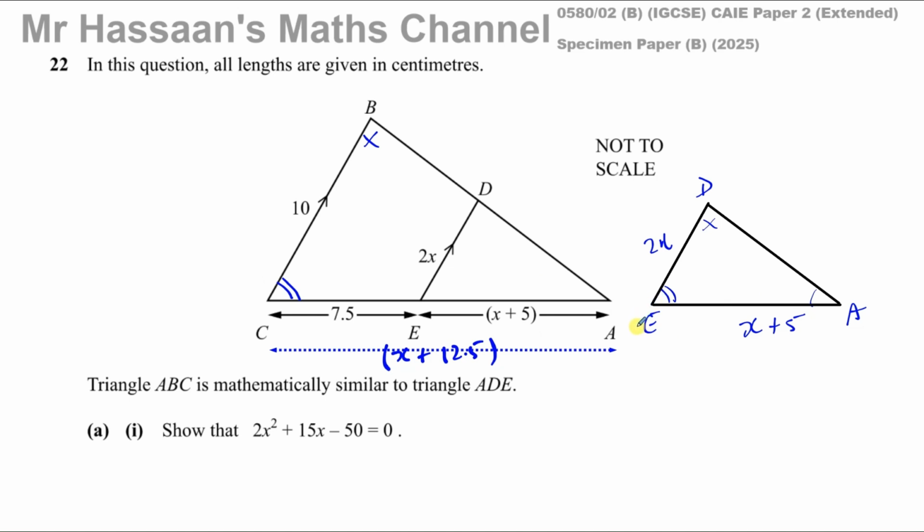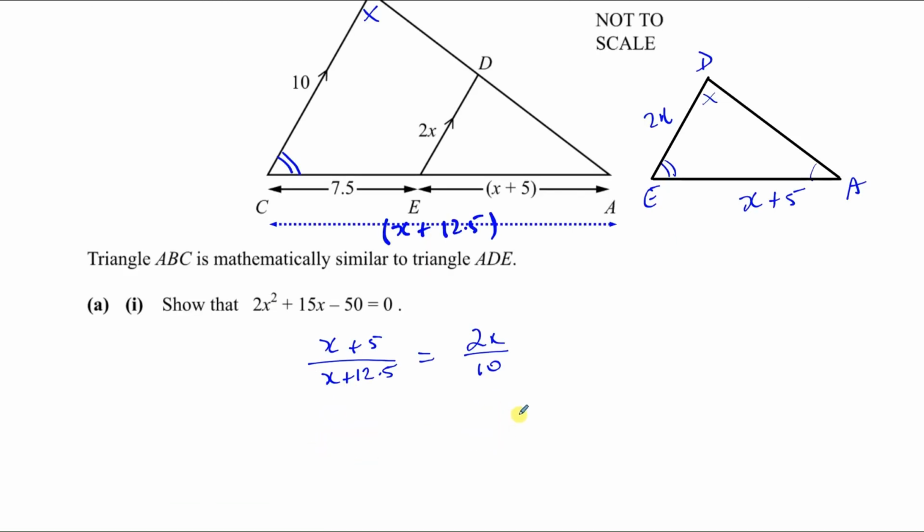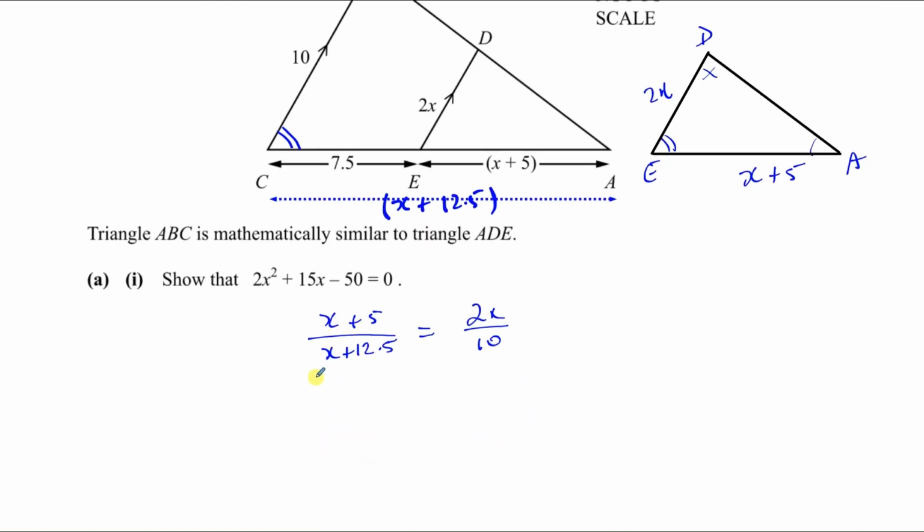Okay, so we know that these are similar triangles, so the ratio of the corresponding sides will be the same. So if I do x plus 5 divided by x plus 12.5, this side divided by that side, it will give me the same ratio as 2x divided by 10. That should lead us to this equation, hopefully. In fact, if I write this the other way around, it'd probably be better to start with. So 2x over 10 is equal to x plus 5 over x plus 12.5.